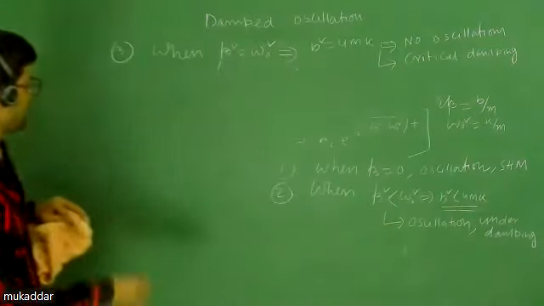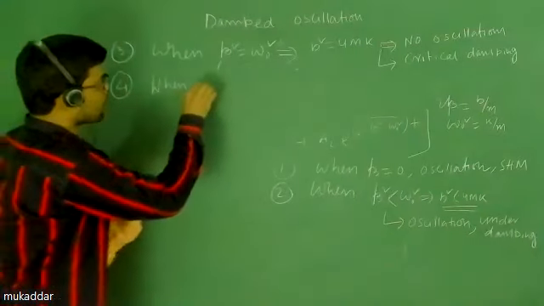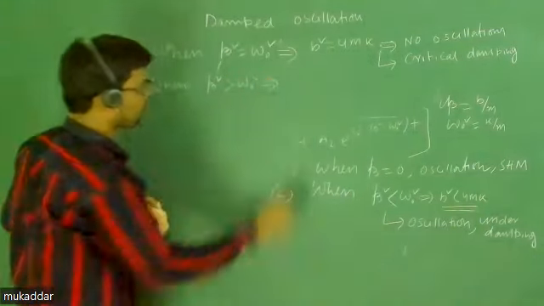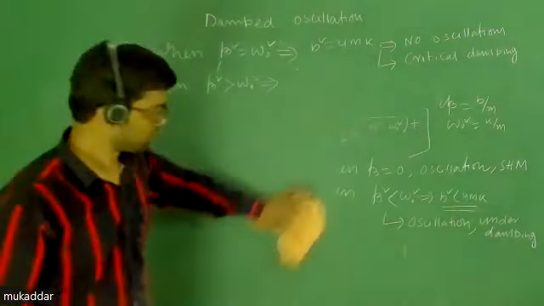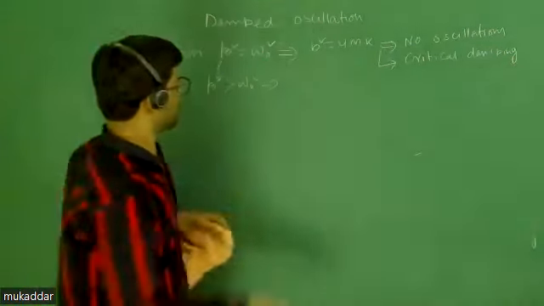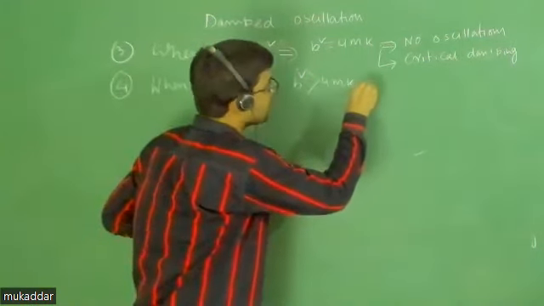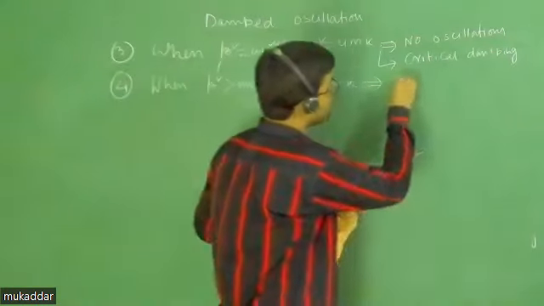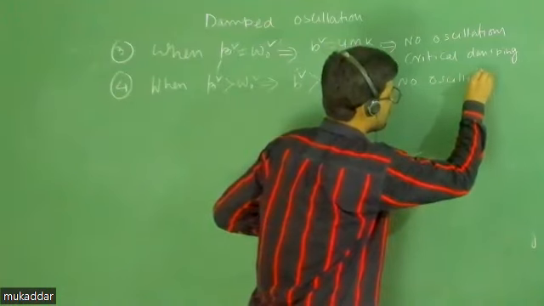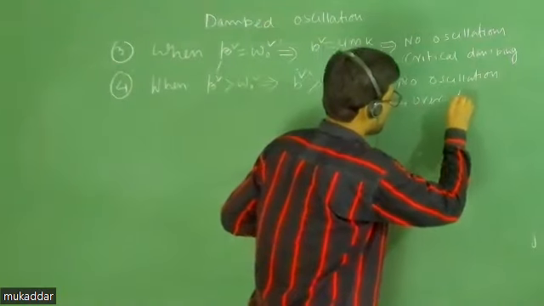And you have a last case, that is when beta square greater than omega naught square. Overdamp. This is, or beta square greater than 4mk. So in that case also we'll see there will be no oscillation in the body. There will be no oscillation in the body, and this is called what? This is called overdamping. Exactly.